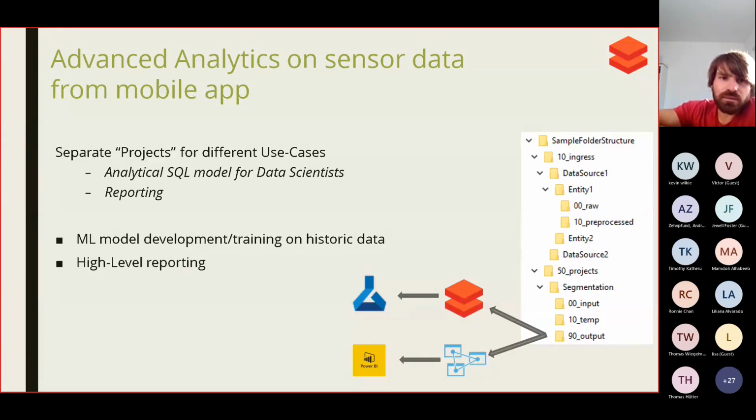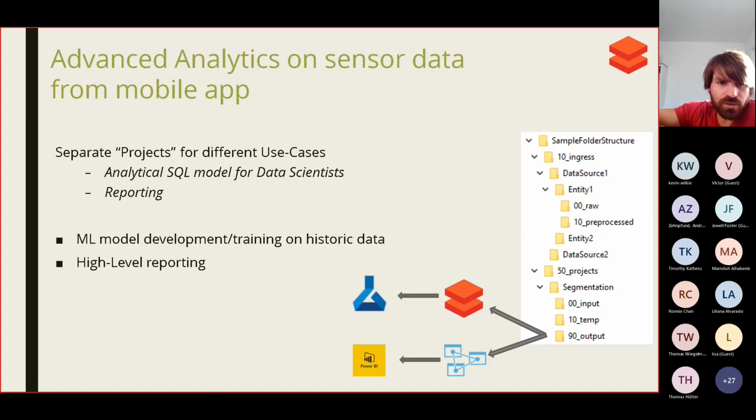The second part is that there were also some reporting requirements. So the insurance wanted to know how many customers they actually have that use the app, and how they distribute across demographic attributes and groups.